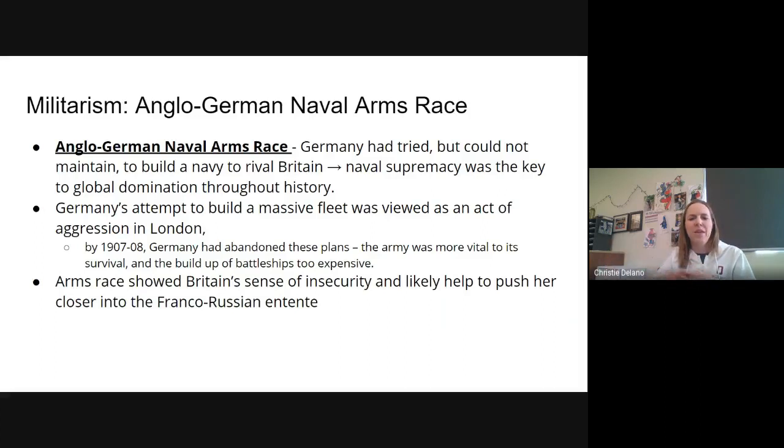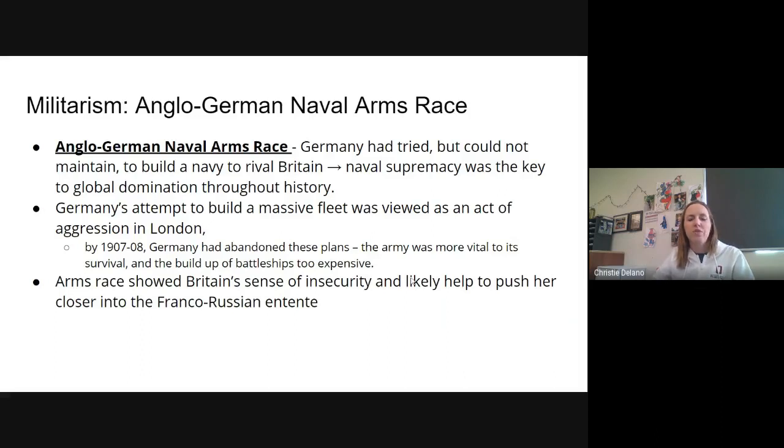So basically, as you know, historically speaking, Britain had naval superiority, right? They're an island nation, and in order to colonize all of these other nations, having a strong navy was really important. And so they had a very strong one, and they had not been rivaled throughout history. So naval supremacy was key to global domination throughout history, as you know.